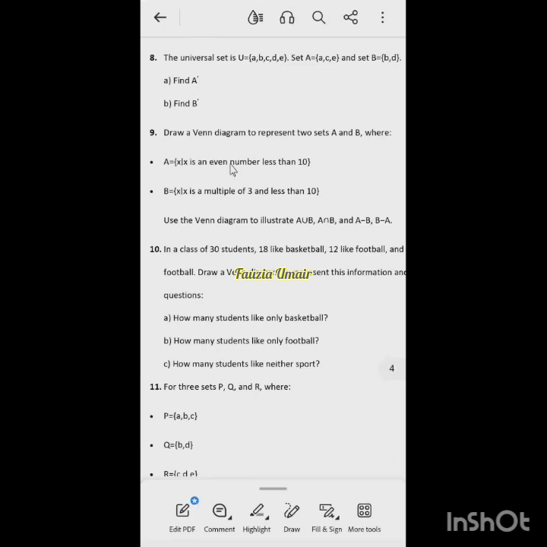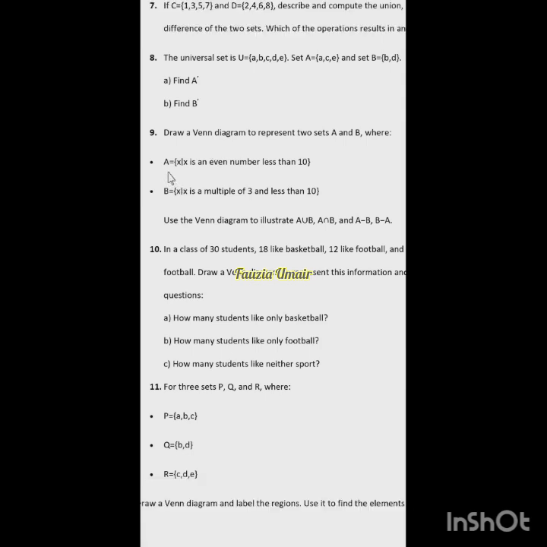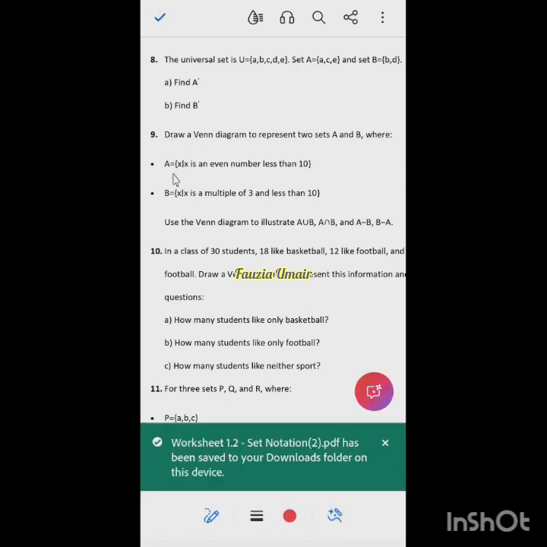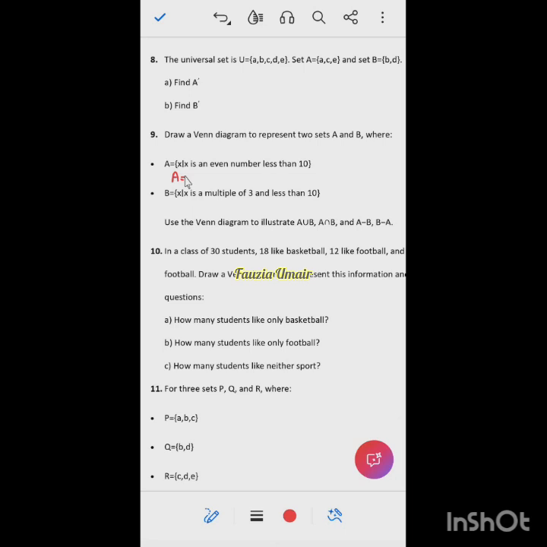Can anyone tell me what would be the elements of set A? Set A is x such that x is an even number less than 10. So what will be the elements of set A? Hashim? 2, 4, 6, 8. Even numbers less than 10. Right? 2, 4, 6, 8.